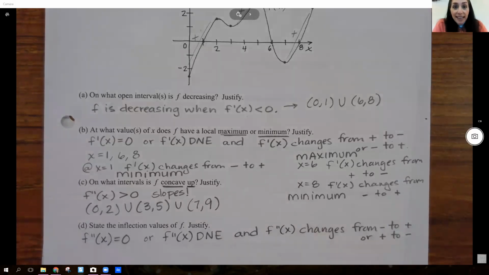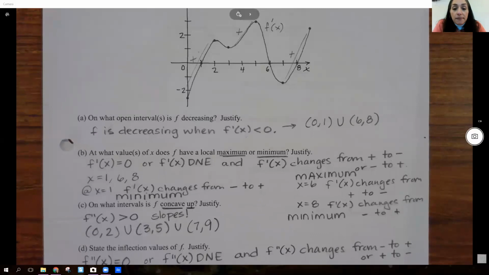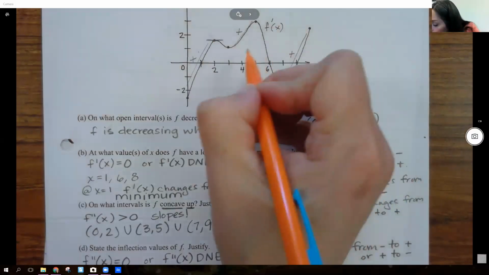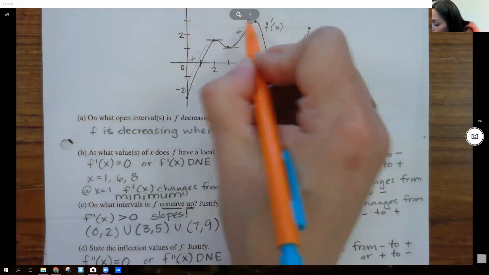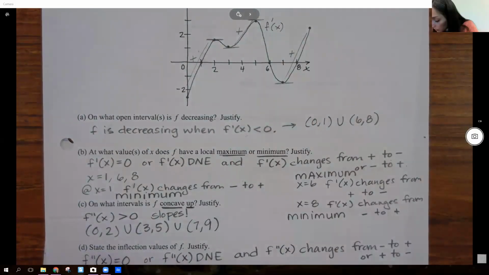So since we're still talking about the second derivative, you're still looking at that graph and analyzing its slopes, okay? So tell me where we would have inflection values. Is that at 2, 3, 5, and 7? 2, 3, 5, 7. Good, very good. So at x equals 2, x equals 3, x equals 5, and x equals 7. Good, the slopes would be 0 at those spots.